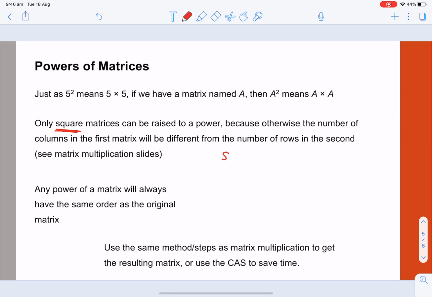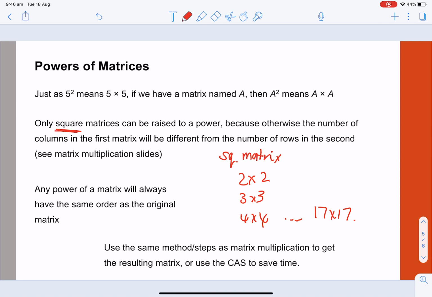Remembering a square matrix is 2 by 2 or 3 by 3 or 4 by 4 or 17 by 17 if you really want to. We don't work with matrices that big. We really don't even work with matrices much bigger than about a 4 by 4, worst case. So any power of a matrix will always have the same order as the original matrix.